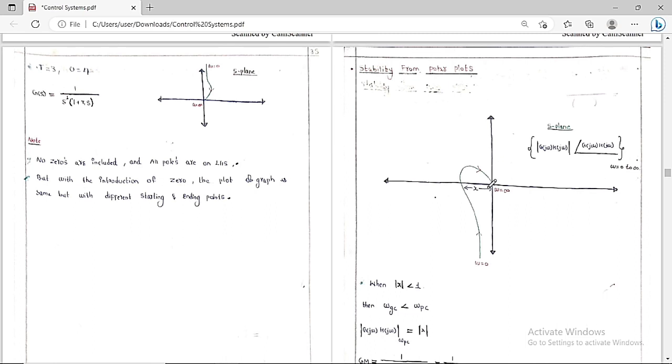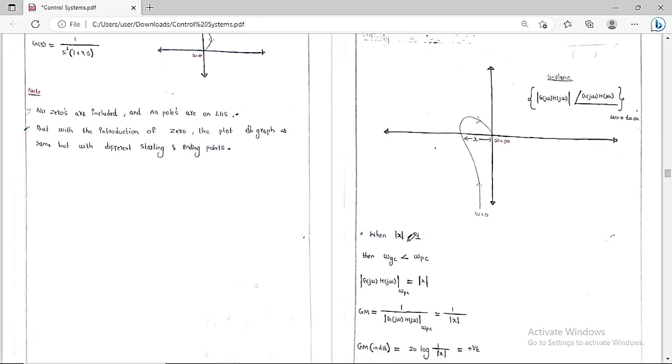Suppose let me take this as X. This polar plot is going to cut the real axis at a point. Let me assume its value is equal to minus X. If we just take the magnitude value, then its value is equal to X, and the magnitude plot is what I am going to consider. So this is omega equal to 0 and this is omega equal to infinity.